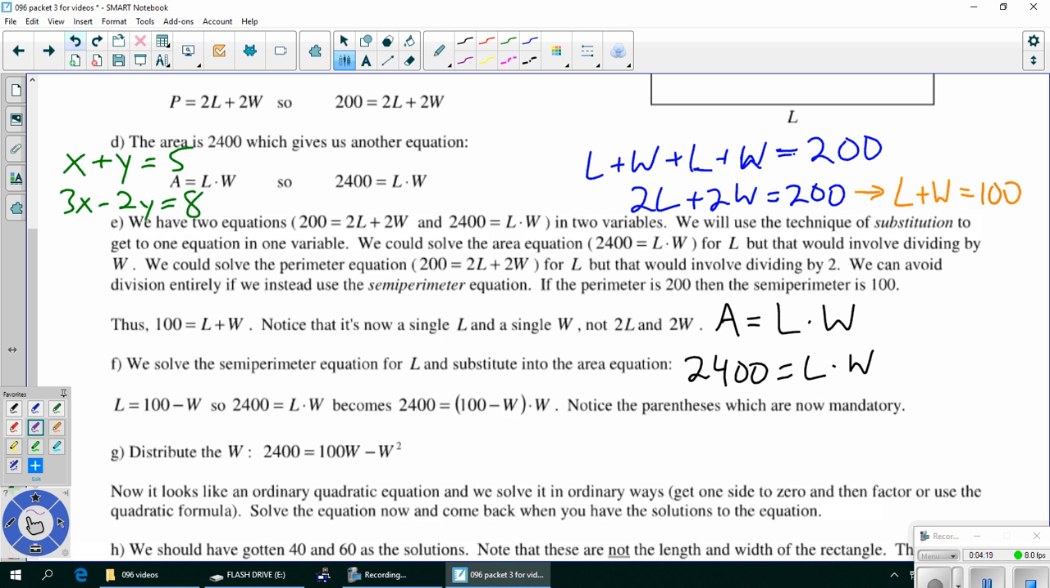Another technique was the substitution method, and that would be where we solved one equation for one letter. For example, solve this first equation for x by subtracting y from both sides, and then we substitute what we just found into the other equation. So it's 3 somethings minus 2y equals 8, and where I said something, it was really x, but we're replacing x now with 5 minus y. So that was the first couple of steps of our substitution method.